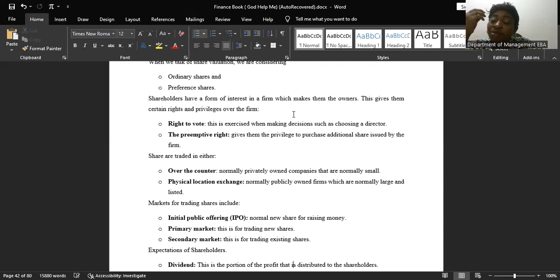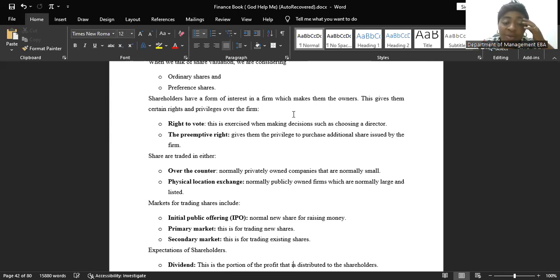Now, shares are traded in the stock market, or the financial market. We have two types of stock market. First, the stock exchange, like the Ghana Stock Exchange. It's a physical location where shares are traded, and it normally consists of listed public firms, and the firms are normally large.